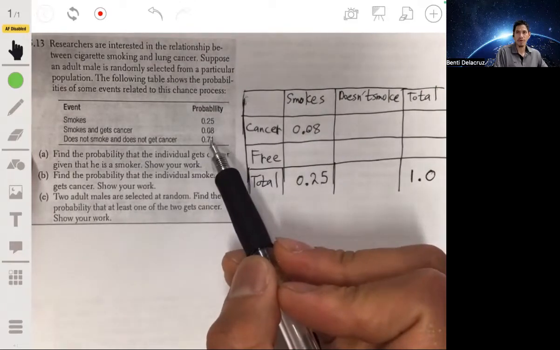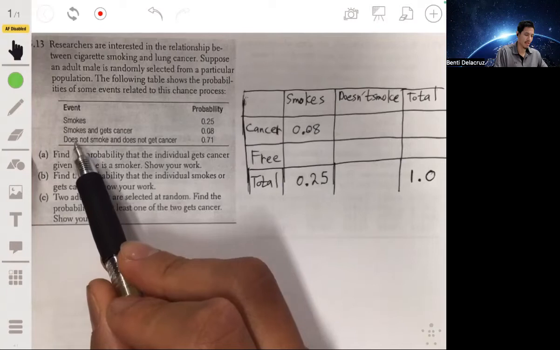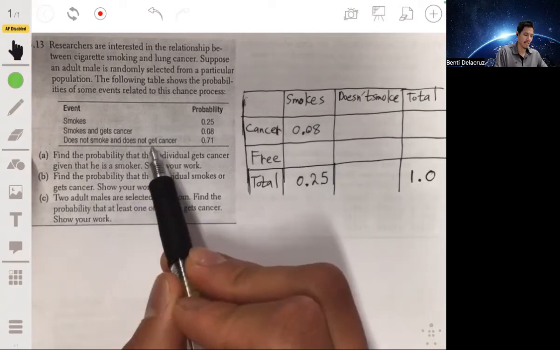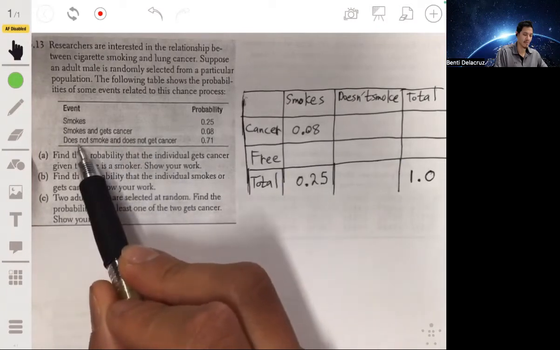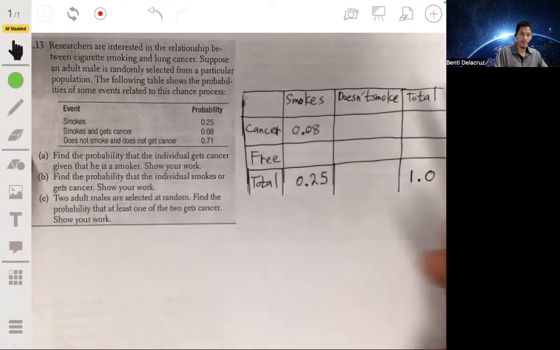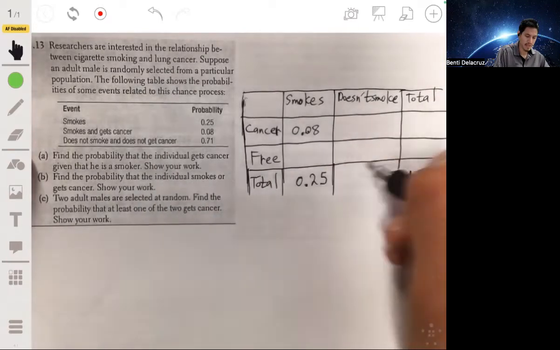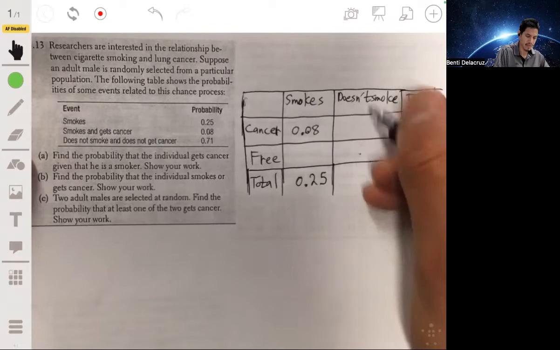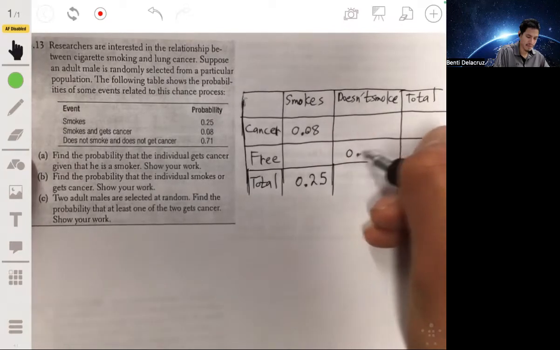And then 0.71 says that that's the probability they do not smoke and do not get cancer. So doesn't smoke, cancer-free. So down here, that's going to be an intersection of both of those. 0.71.